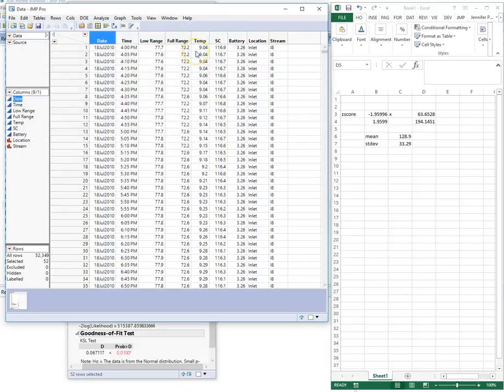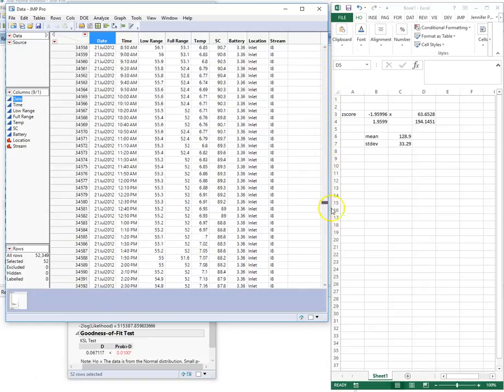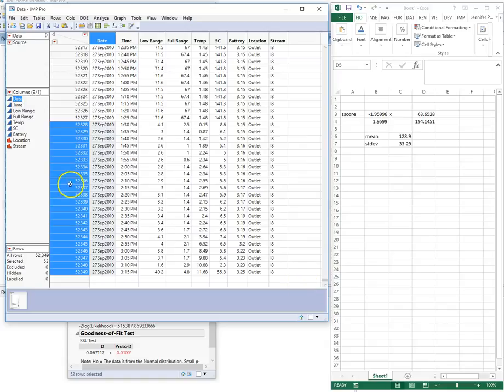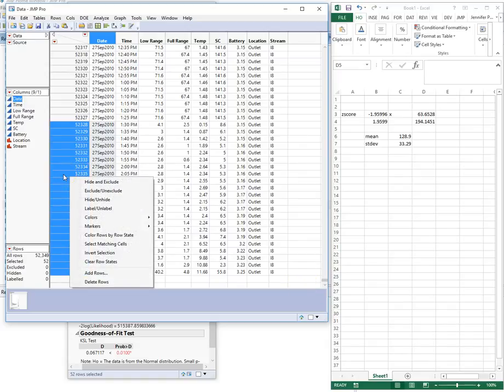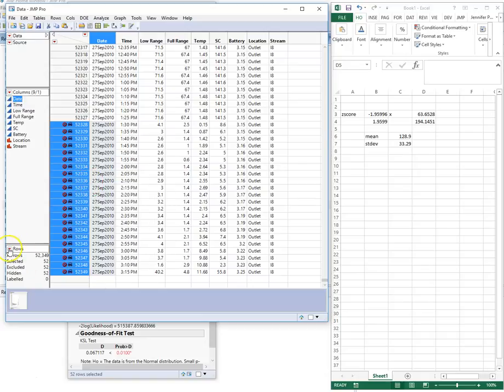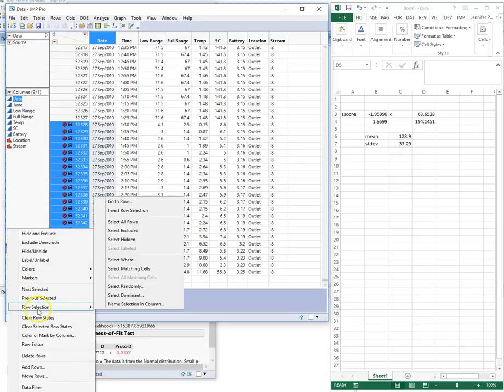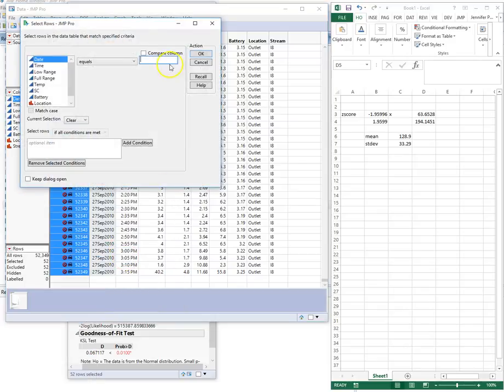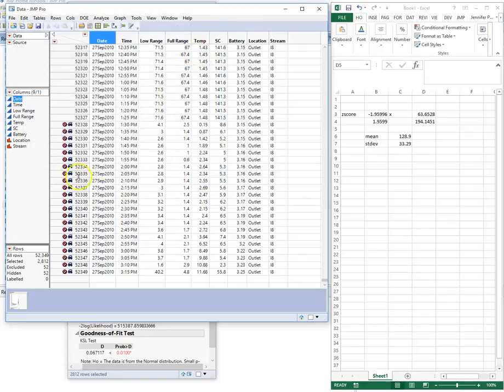63.65. I'm going to say OK, and hopefully it just highlighted any values that fall below. And there they are. Wow, I must have sorted this, so it's already highlighted them. I'm going to right click and say hide and exclude. I'll do the same thing to get rid of my upper threshold, where specific conductivity is greater than my upper threshold, 194.14. And I'm going to hopefully now see, look at that, 2,812.